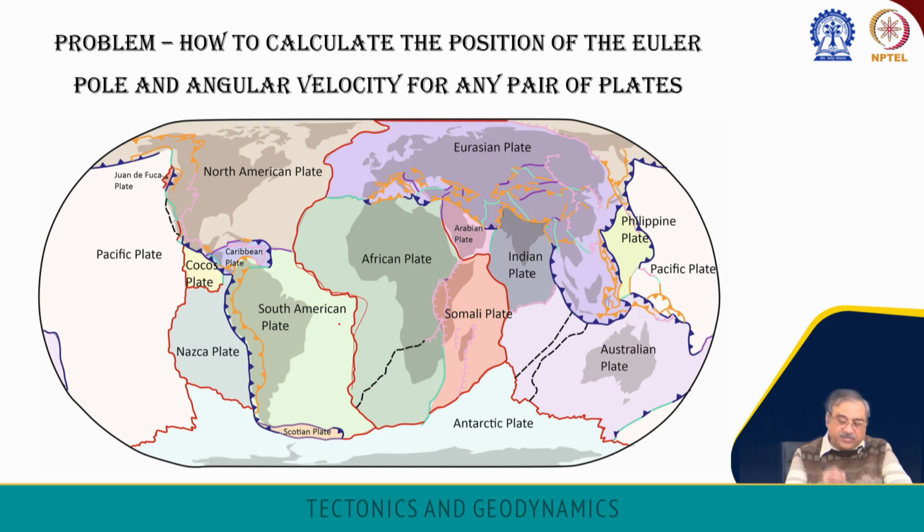boundary. The linear velocity has been measured, and from that, when you back calculate, you can get the magnitude of the angular velocity. So we know it for this pair of plates, between the South American and African plate, for example.